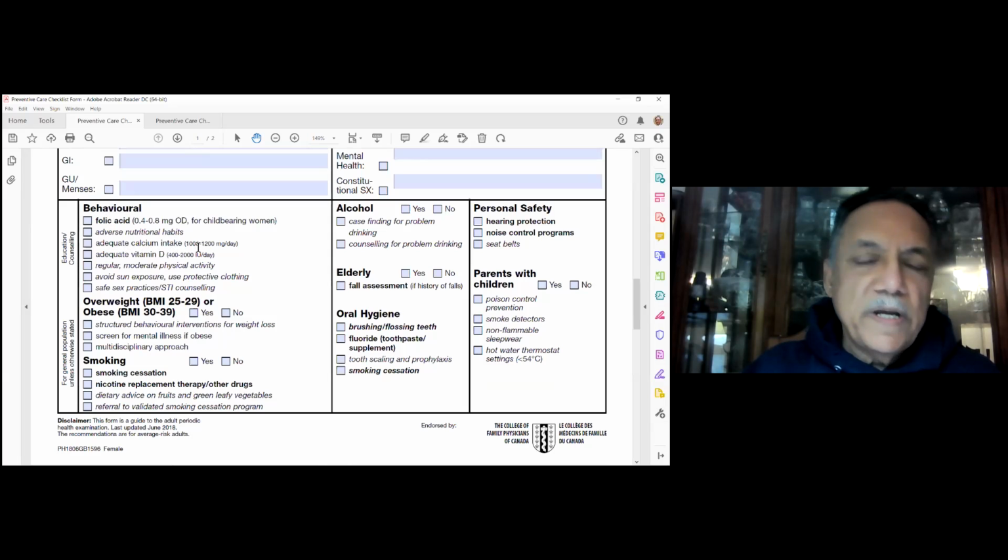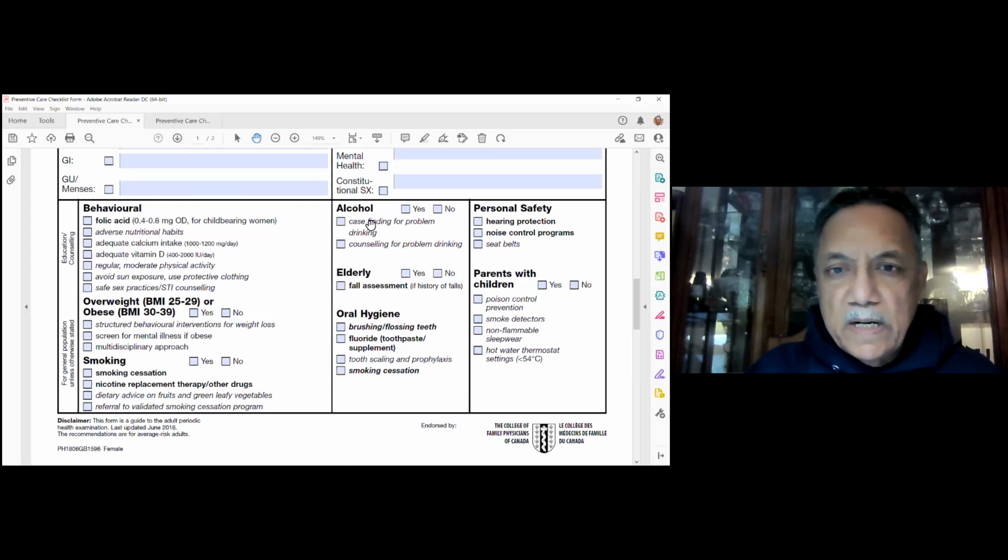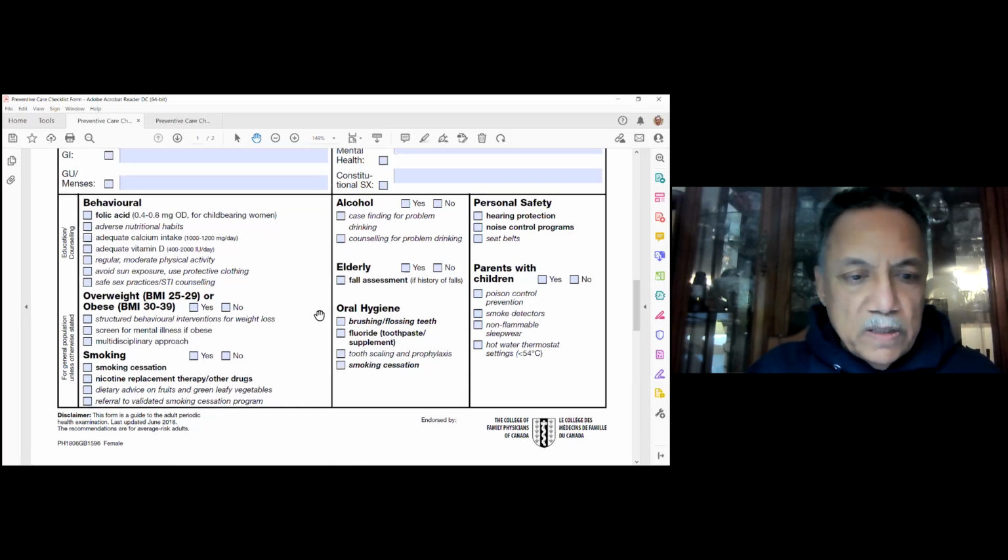So it is written here: 1 gram to 1.2 gram, or 1000 to 1200 milligram per day. Calcium, vitamin D supplement, regular physical exercise, avoid sun, and safe sex practice. And then overweight, weight management, and then smoking, and then alcohol, and then elderly fall assessment, and oral hygiene. So all these are the behavioral.